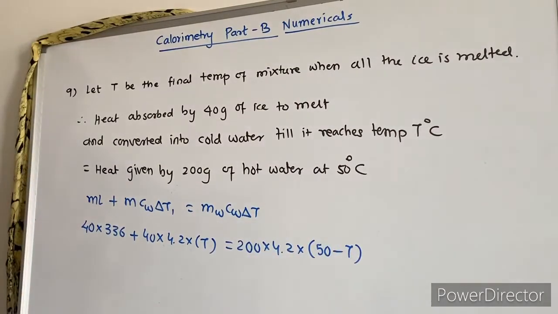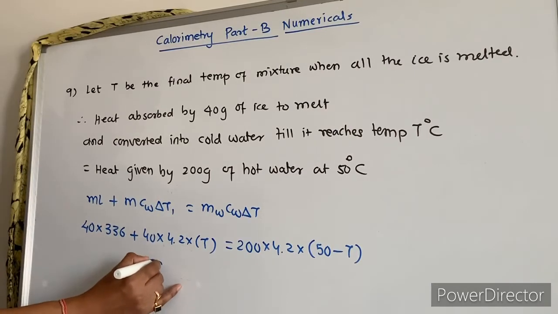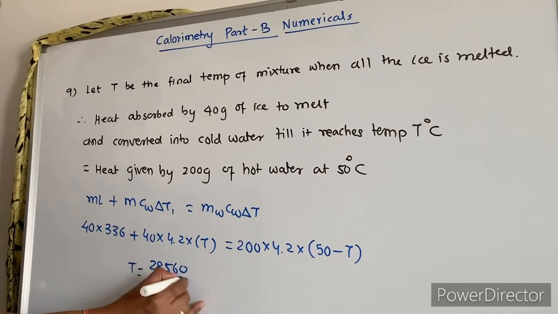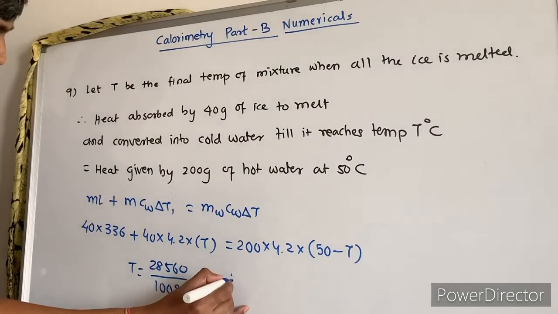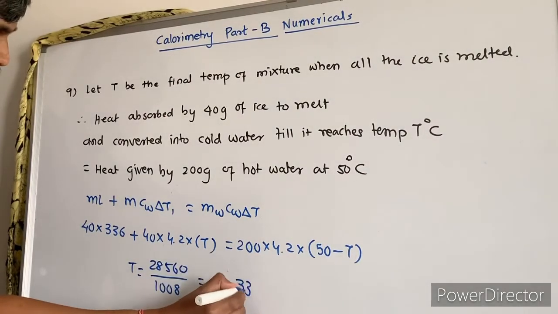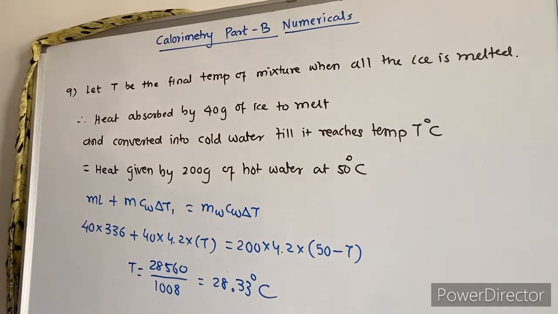If you open this bracket, you will get the answer as T is equal to 28560 upon 1008, which comes out to be 28.33 degrees Celsius. This is about the 9th.